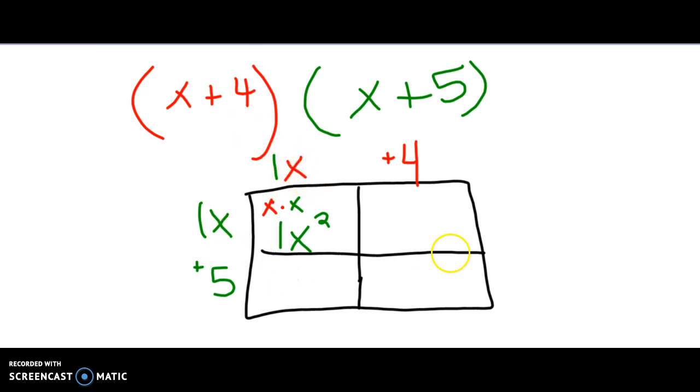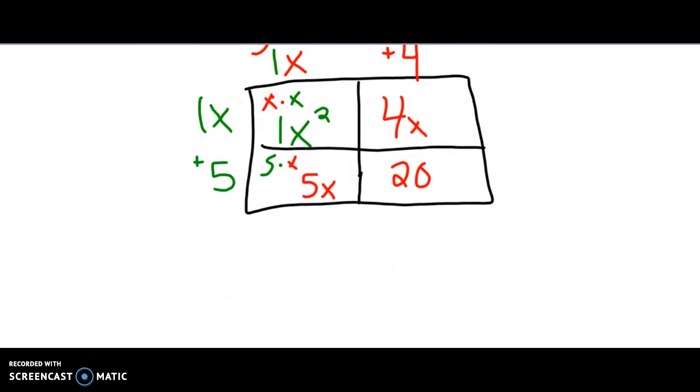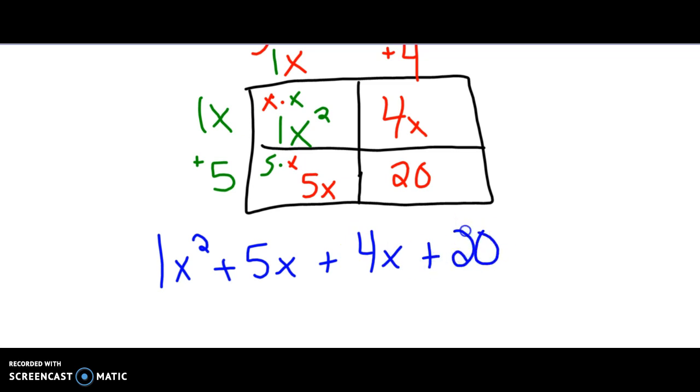Okay. In this box, I have 5 times x, which is the same thing as saying 5 times 1, which is 5, and I have 1x. Here, I'm doing 1x times 4, which is 4x, and 5 times 4, which gives me 20. All right. Now I need to write out what all I have in these boxes. So I have a 1x squared, a positive 5x, a positive 4x, and a positive 20.